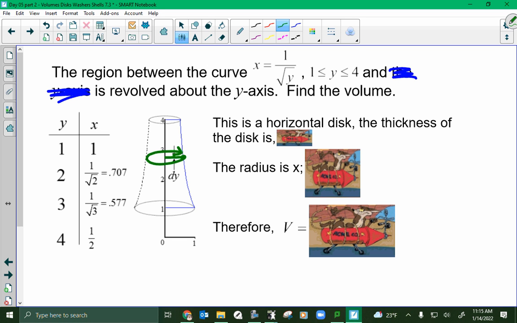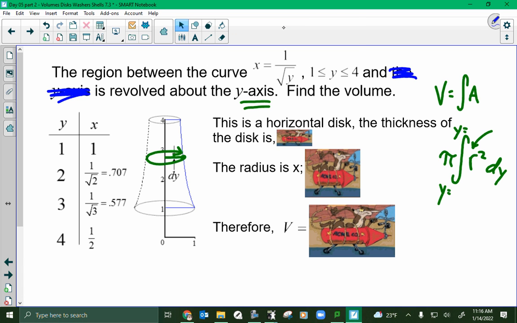Find the volume. That is a cylinder. That is a circle. I'm going to integrate the area of a circle. Remember in Unit 7, Day 5, Part 1, the volume was equal to the integration of my area. The area of a circle is pi r squared, so I'm going to integrate that. I am revolving about the y-axis, so dy. These need to be y values, my bounds and my radius. Whatever I'm squaring needs to be in terms of y's. I need y's in there.